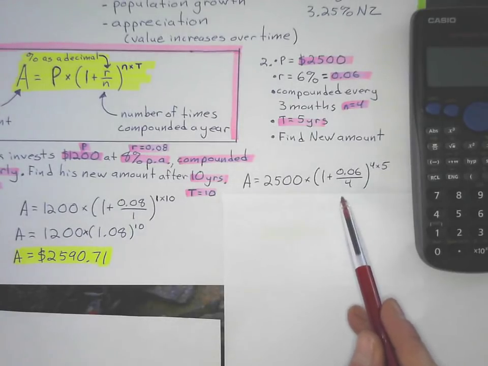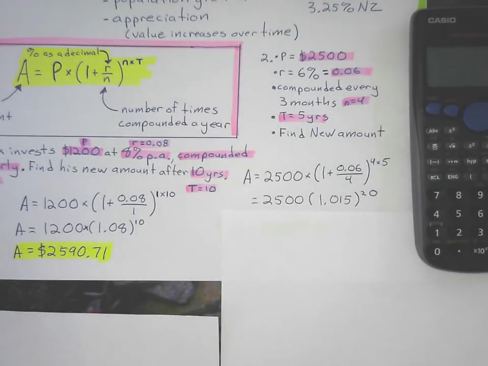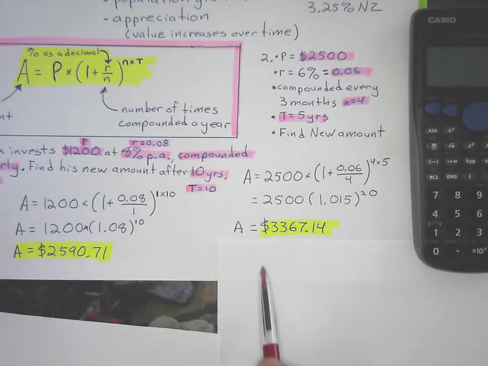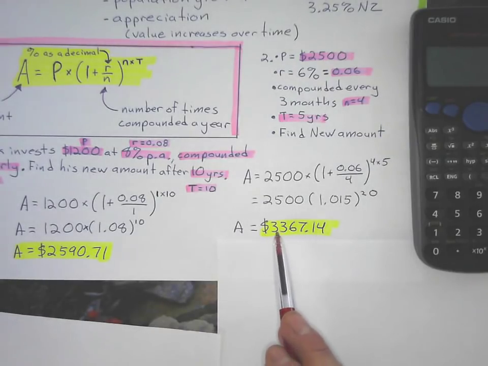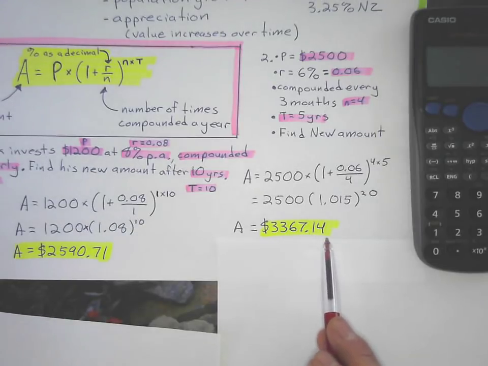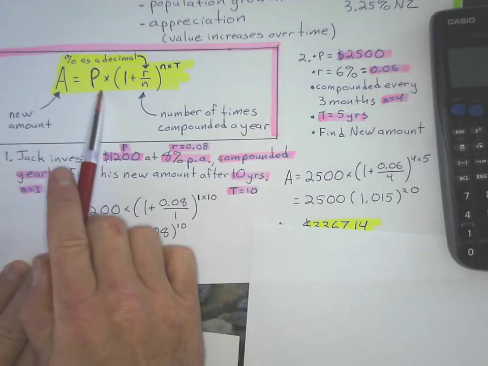After I substitute all these values into my formula, this is what I get. And I simplified down to this step just to show that if it's compounded every 3 months for 5 years, that means it's going to be compounded 20 times. So after 5 years, my new amount would be $3,300.14.